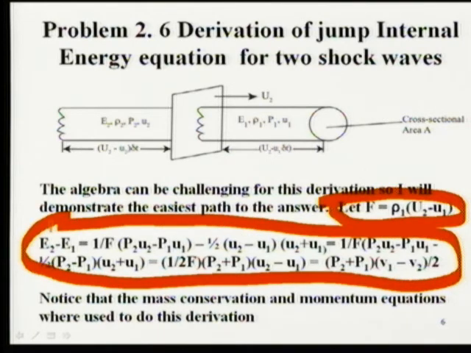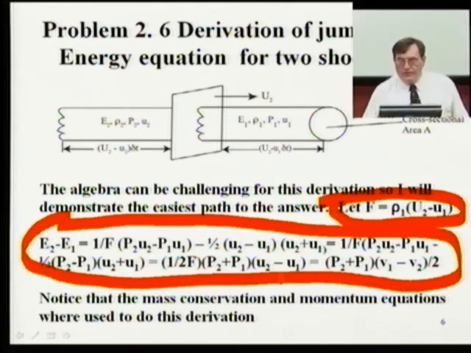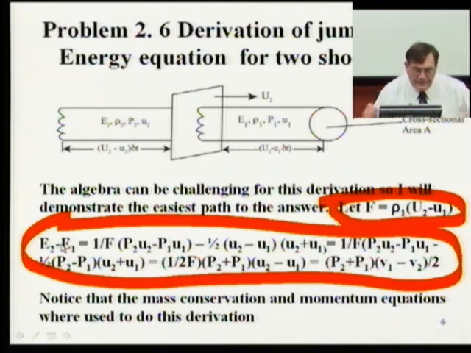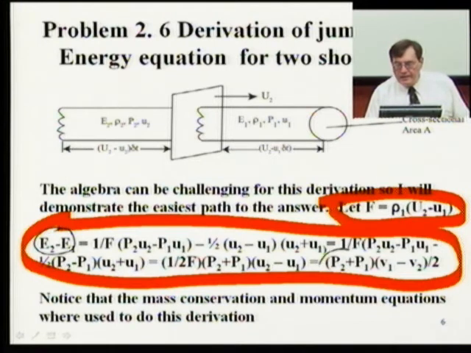And if you do the algebra, you'll find that you get E2 minus E1. Let me underline that. That's the change in internal energy, and it comes out to be (P2 plus P1) times (V1 minus V2) over 2, which is the correct answer. This is a little tricky. If you didn't set it up just the right way, it could be a tremendous amount of algebra. And I didn't want you to spend that time, and I said that in the problem.